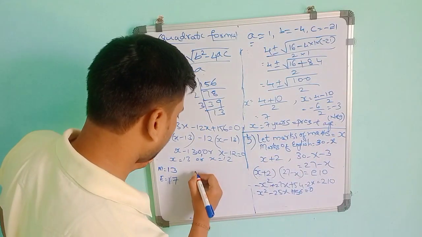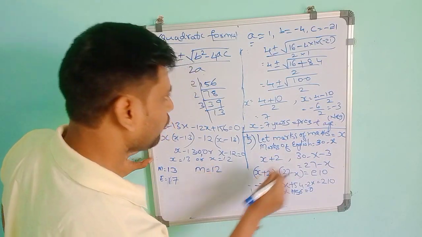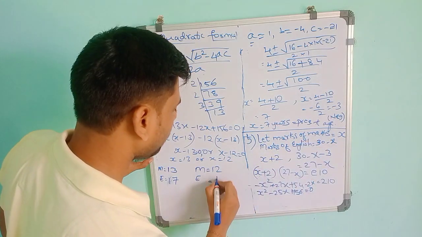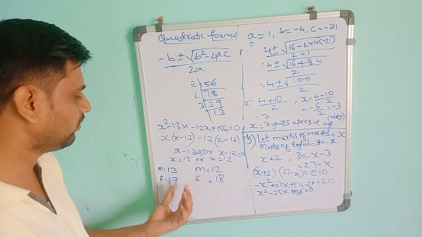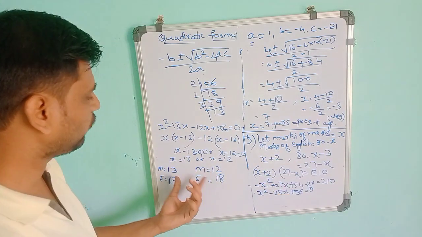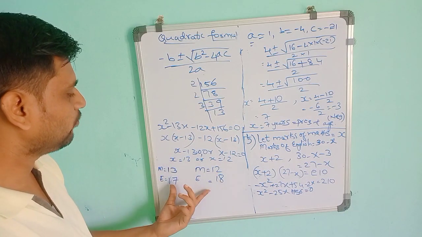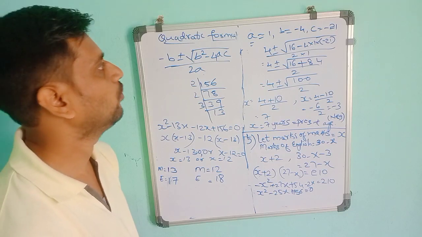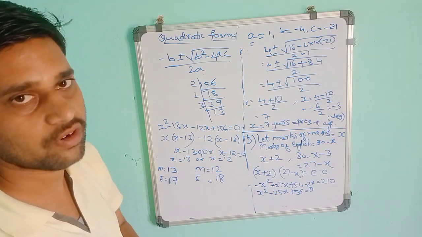x is nothing but maths. Maths is equal to 12. The marks of English is equal to 30 minus 12, that is 18. So this is also 13 plus 17 is 30 and 12 plus 18 is equal to 30. So the marks will be 13 or 12 and the English marks will be 17 or 18. So up to this is enough for today.